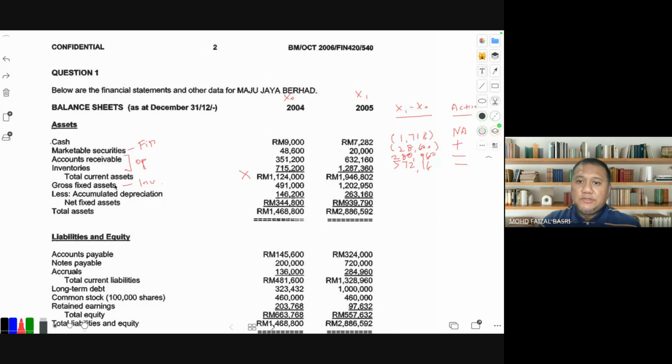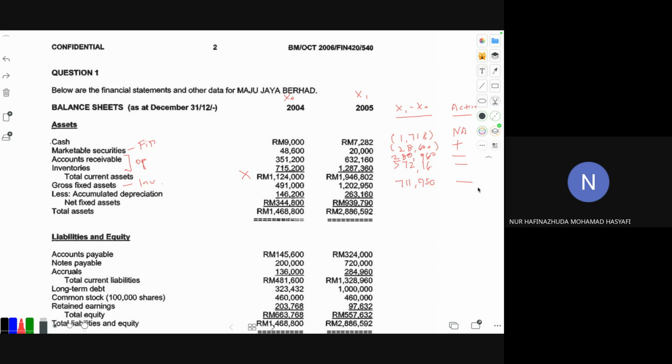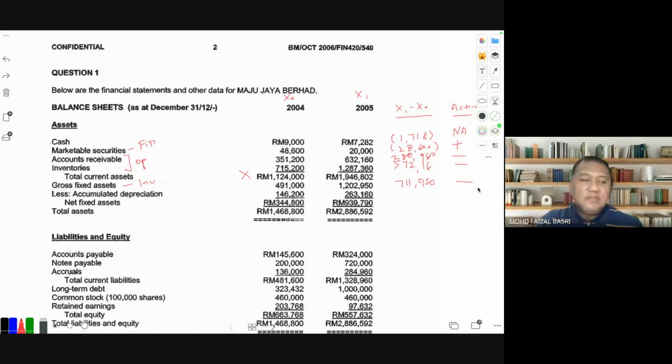Okay, so for the gross, it's 1,202,950. Then we minus with 491,000. So we get for the gross fixed asset 711,950. Okay, 711,950. So the increase, we minus. Yes. Mana Ben? Ada nak tanya ke? You on the mic tu.